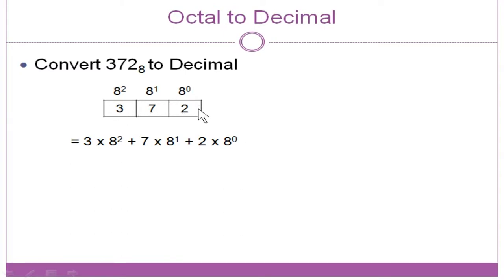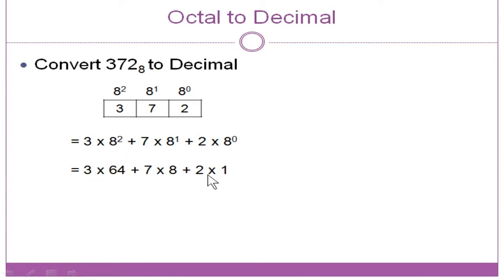So first the rightmost digit has to be written with the weightage 8 to the power 0, and the previous value 7 is written with the weightage 8 to the power 1 and then 8 to the power 2. So when you write, you have to write as it is. So 3 into 8 to the power 2 plus 7 into 8 to the power 1 plus 2 into 8 to the power 0. Okay, so once you know the power value of 8, then it is very simple to calculate. So you can write, say 8 to the power 0 is 1, 8 to the power 1 is 8, 8 to the power 2 is 64.